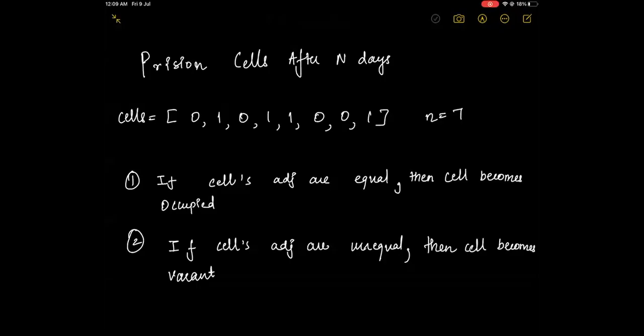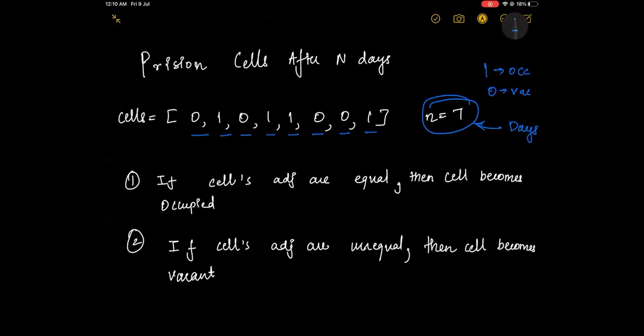Hi guys, so today we'll be solving this problem called prison cells after n days. In this problem, we've been given 8 cells: 1, 2, 3, 4, 5, 6, 7, 8. Now, 1 denotes it is occupied and 0 denotes it's vacant. In these cells, we need to perform n operations, which is the days. So after n days, how will the cells look?